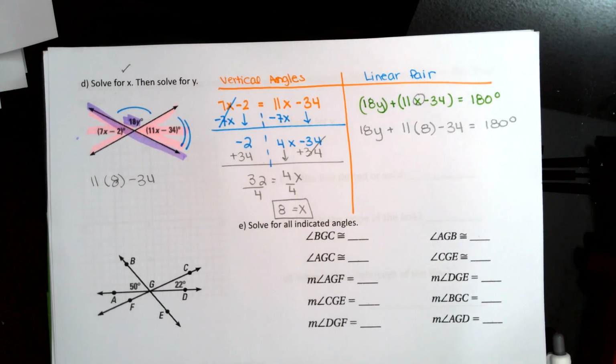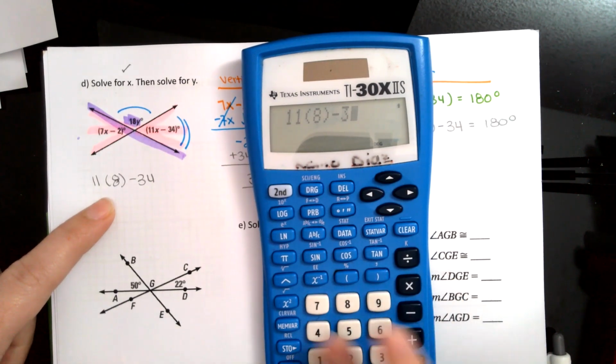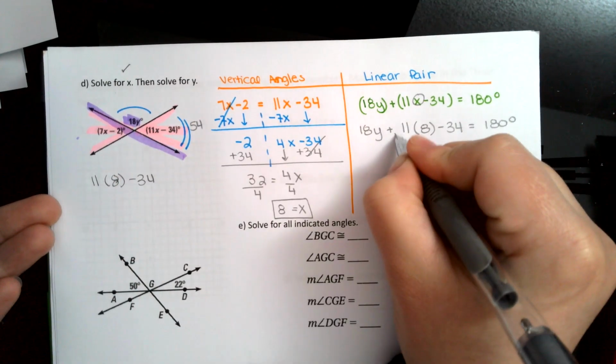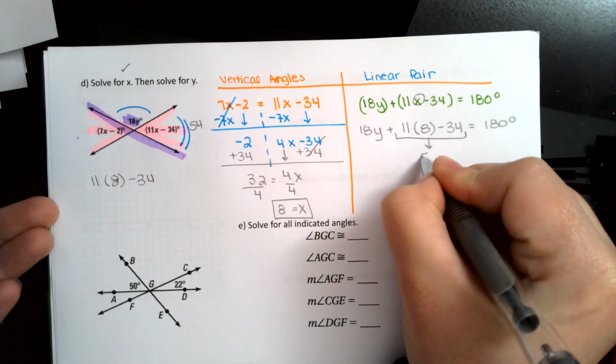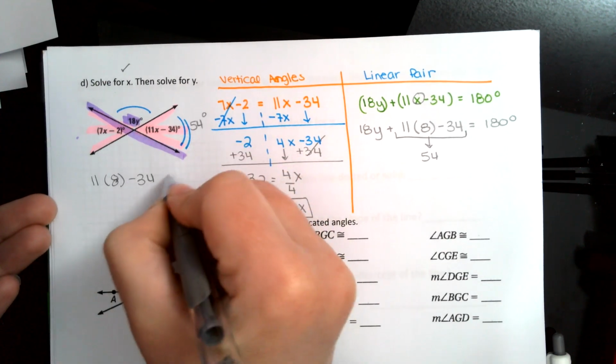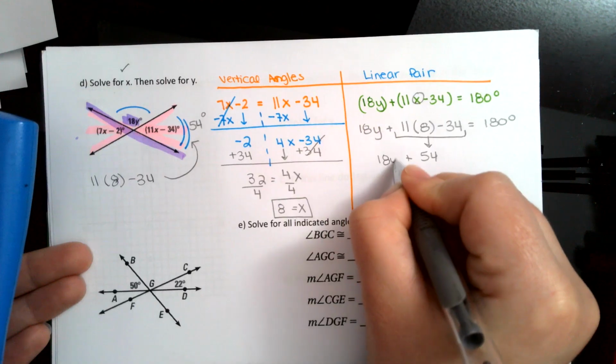So I'm going to kind of do that as well. Type that into the calculator. 11, open 8, close, minus 34. That's 54. So this is 54. That means this is 54. You didn't have to put in x here. You could have done it off to the side and then use that 54 instead. It's up to you. It doesn't matter.